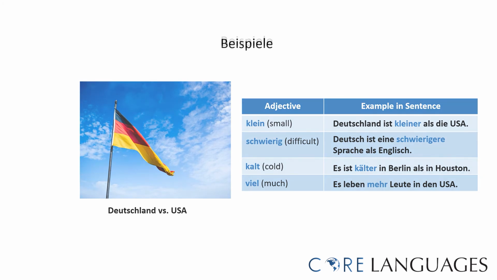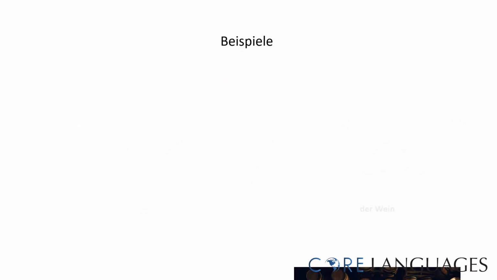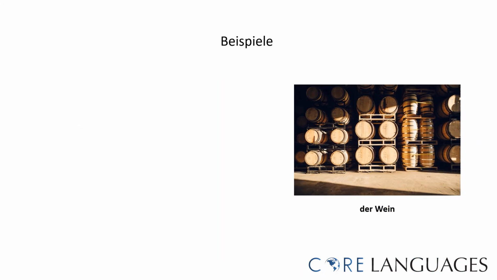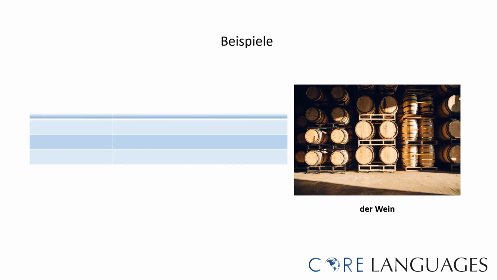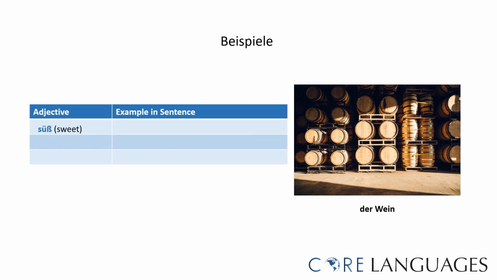Here are some Beispiele that show how we can compare der Wein, the wine. For example, we could say süß, sweet, trocken, dry, or köstlich, exquisite. For example, Gewürztraminer ist süßer als Chardonnay. Gewürztraminer is sweeter than Chardonnay.